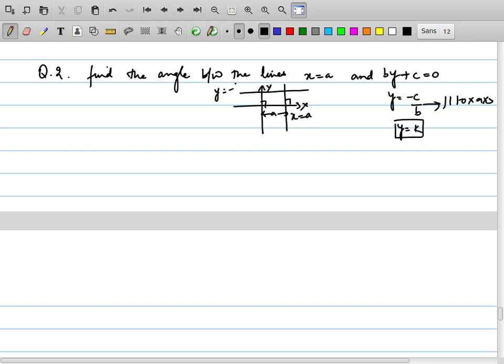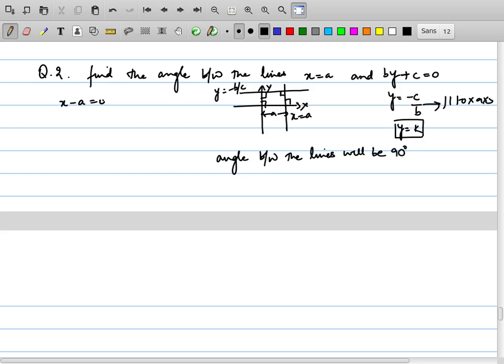This is y is equal to minus c by b. Now this is parallel to x-axis. Therefore what would be the angle between these two lines? The angle between these two lines would be definitely 90 degree. Angle between the lines will be 90 degree. Don't have to use any formula or anything of that sort. But if you want to actually use the formula, you can use this.